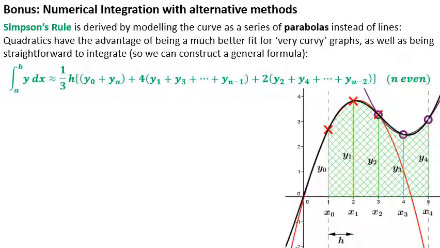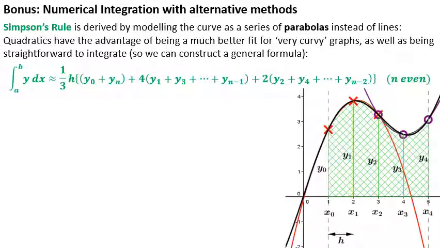Because every parabola is mapped to 3 points on the curve, you need the first 3 points to be matched with a particular parabola, and then points 3, 4, and 5 get matched with the next one. So every 2 strips gets a parabola, basically. The first 2 strips gets a parabola, the next 2 strips gets a parabola, and that's why you need an even number of strips. The y2 value you'll notice here is on both parabolas. And that's why we treat the even ones differently to the odd ones.